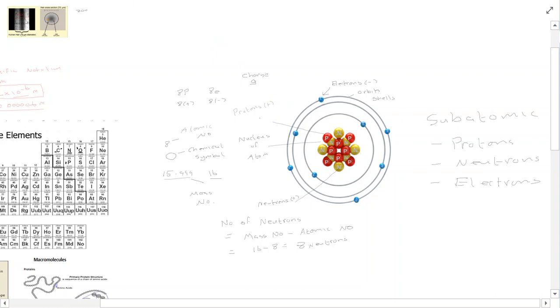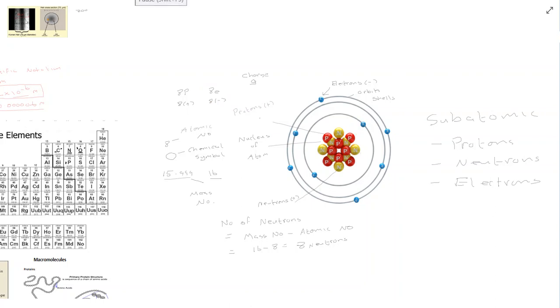Also, we talked about how in the case of oxygen, you have 8 protons, which means you have 8 positive charges. And you've also got 8 electrons, so that means you have 8 negative charges. So the charges cancel each other out. The overall charge on an atom is neutral, it's 0, because you have an equal number of positive charges from the protons and negative charges from the electrons.